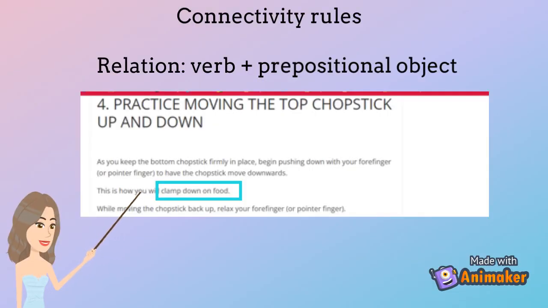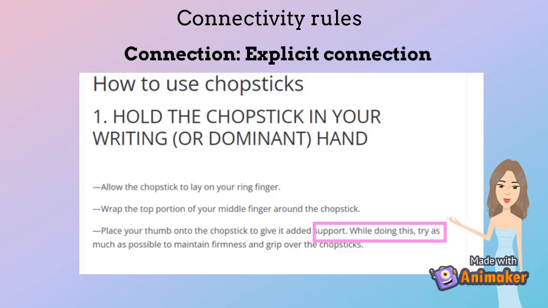Finally, we are going to analyze the different type of connection rules that appear in this text. First of all, it appears explicit connection. In this case, the phrase "while doing this" is an adverb connection.